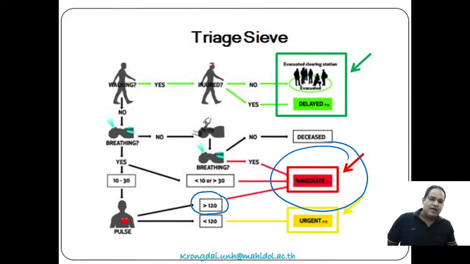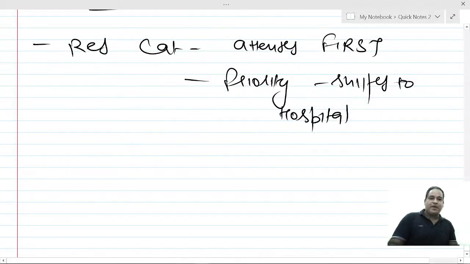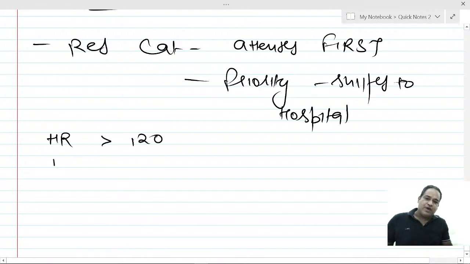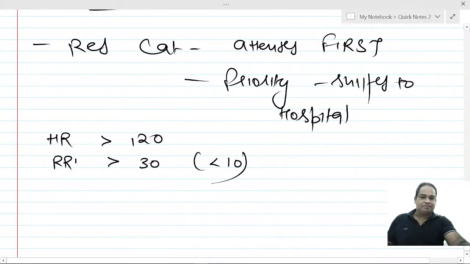So anyone who has got heart rate more than 120, respiratory rate more than 30, he is looking directly into the face of death. So you have to save this patient. Any patient with heart rate more than 120, respiratory rate more than 30 or less than 10.